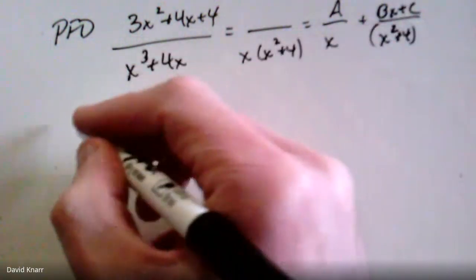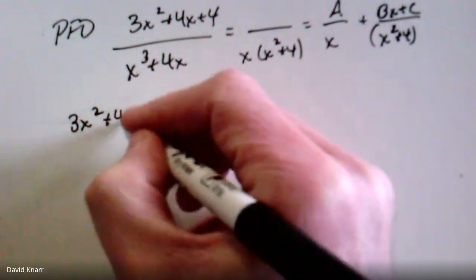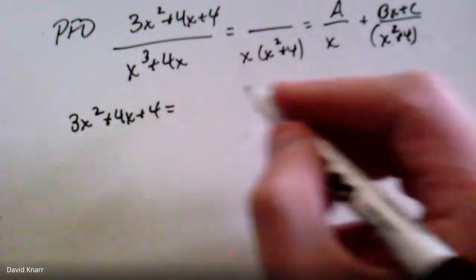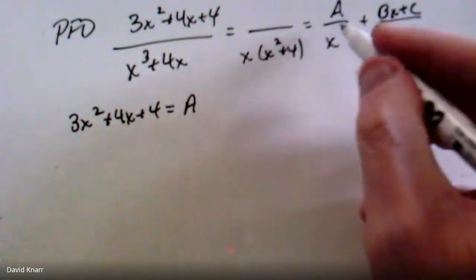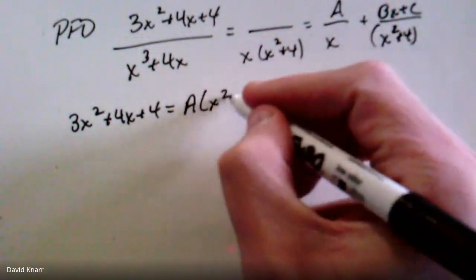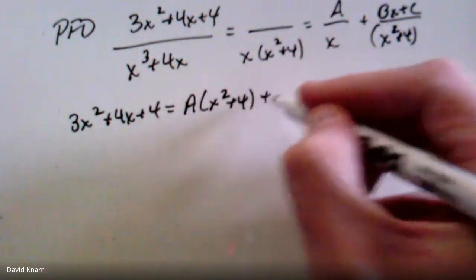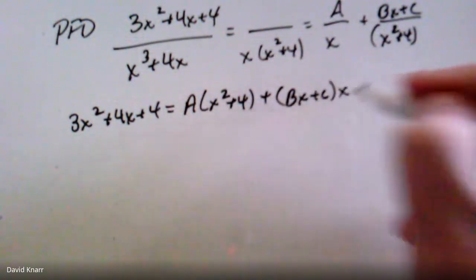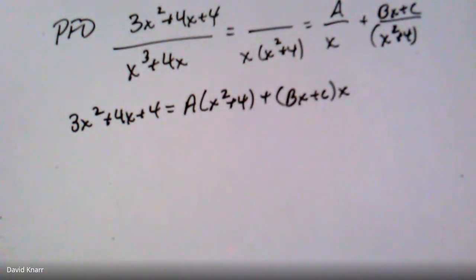Okay, so the next step would be to find a common denominator here again. The first term is going to need the x squared plus 4. The second term is just going to need an x.